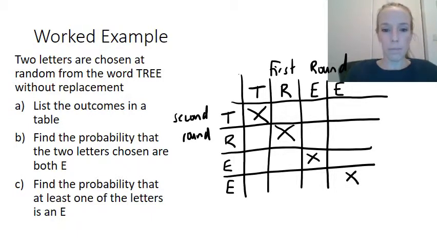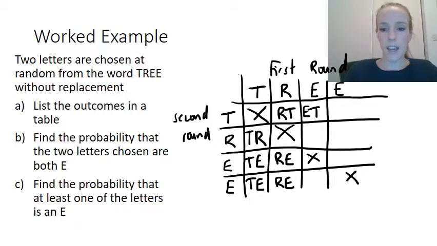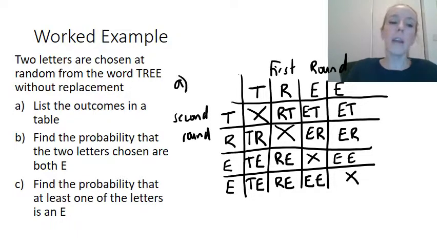So we could draw out a T in our first round and then an R, a T and then an E, or a T and then a different E. For R, a T, R and then E, R and then E, E, T, E, T, E, R, or E and E. So we are able to draw out two E's, but as you can see, it's because they're drawing out two different E's. Like the third E and the fourth E, not the third E twice because we're not replacing it. E, T, E, R, and E, E. Okay, so this would be our table.